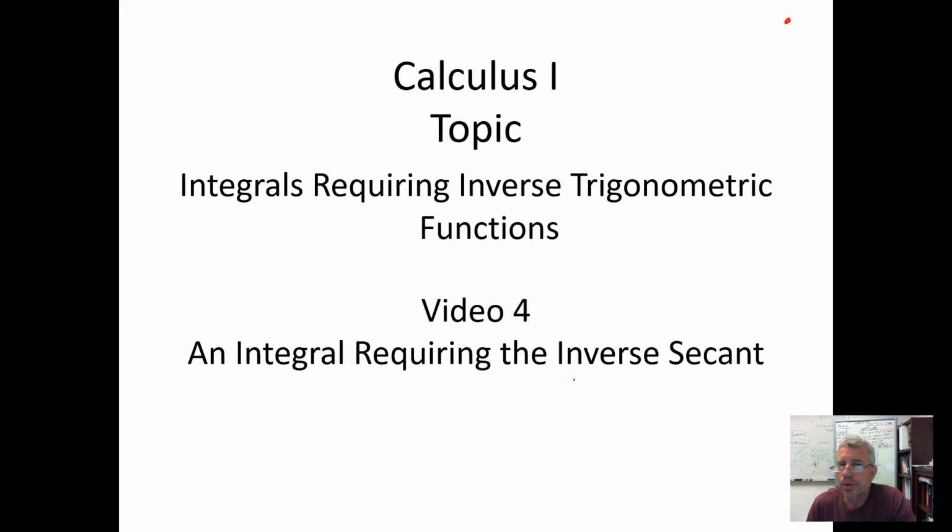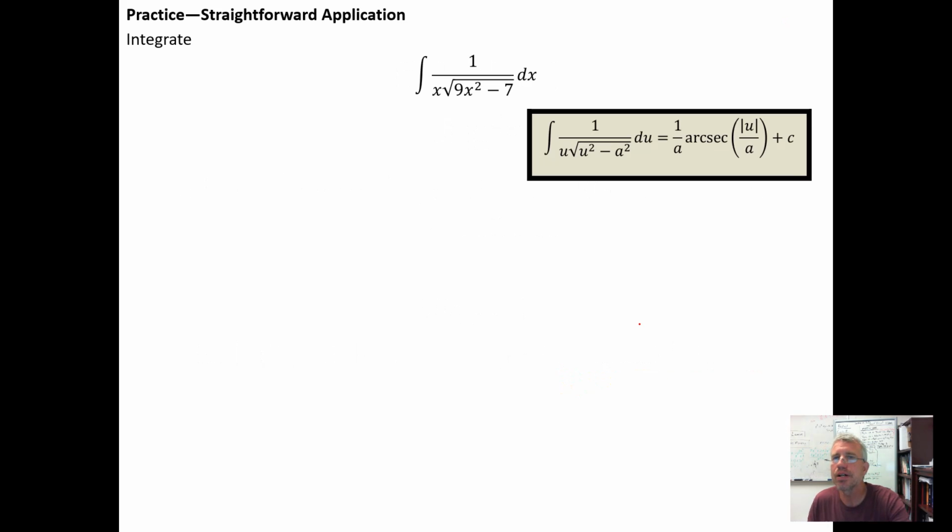So in this video, we're going to resolve an integral that requires the inverse secant function. So the integral we have is 1 over x times the square root of 9x squared minus 7 dx. And just like in the previous two videos, we want to start to rewrite the integral to put it into the form of interest.